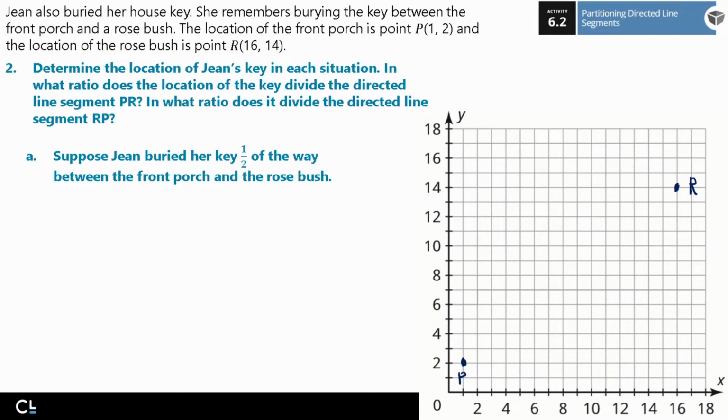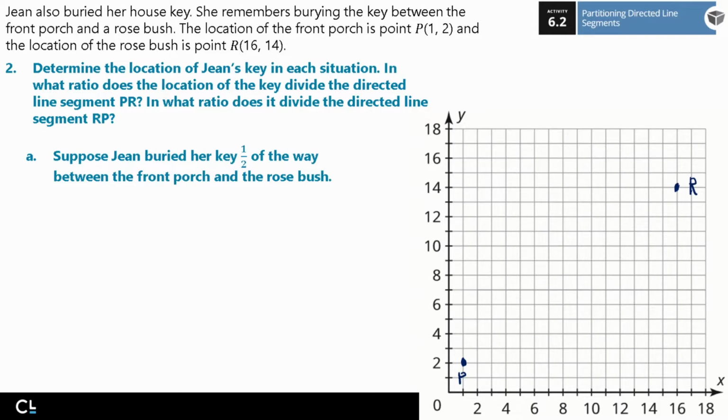And now we can get to our question. Now that we wrote down our pivotal information from the top text, the setup, we can get to our question and help answer that. This is: determine the location of Jean's key in each situation. In what ratio does the location of the key divide the directed line segment PR? In what ratio does it divide the directed line segment RP? So we want to figure out where the key is and then say what ratio it divides this line segment.